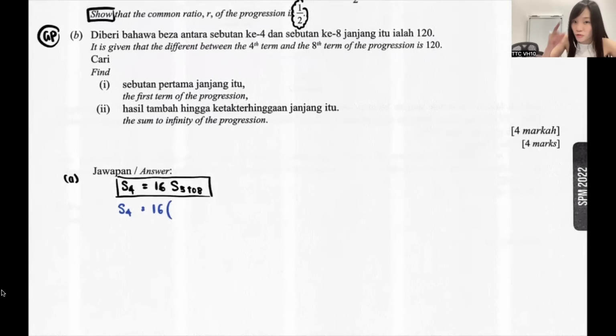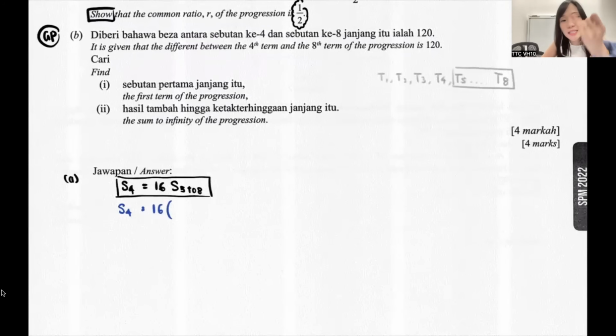Just in case you guys don't know, I write a few basics for you to know. T1, T2, T3, T4, T5, up to T8. Now you want to find S5 to 8. That means you want to find T5, T6, T7, T8 added together. Who will do individually, correct? So I want to do S. But whenever I do S, every single sum must start from number 1. So you cannot suddenly start from number 5. You must start from number 1. So how can you do it? You can find S8.